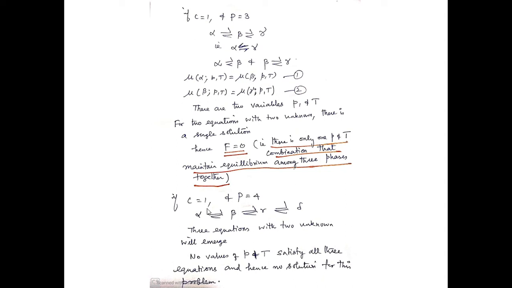Suppose I have a one component system with four phases: alpha in equilibrium with beta, beta with gamma, and gamma with delta. Just as with three phases you got two equations with two unknowns, here you will get three equations with two unknowns. No values of pressure and temperature will satisfy all three equations, and hence there is no solution for this problem. In summary, for a one component system, if I have a single phase, then there are 2 degrees of freedom.